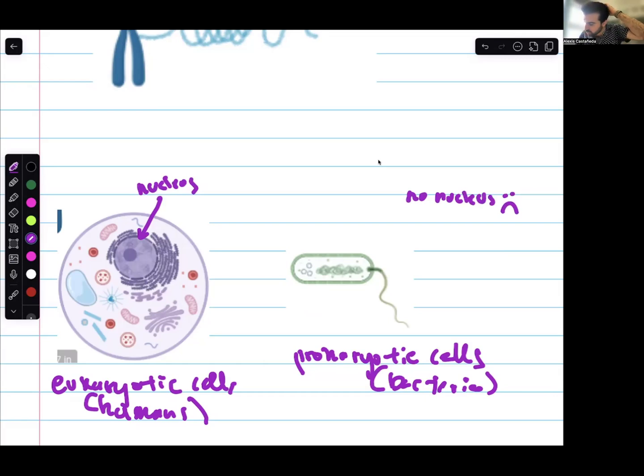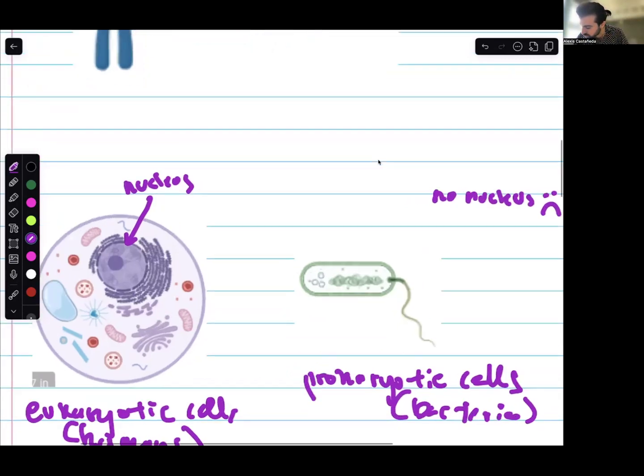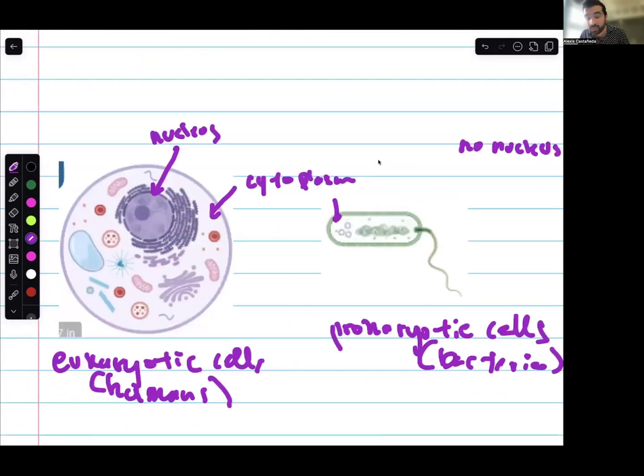So what else? We know that both of them have cytoplasm. Cytoplasm is that liquid that fills up both of the cells. And what else do we have that's in common? Both of them have ribosomes. Ribosomes, right, this is where translation happens, in the cytoplasm, specifically in the ribosome. So both of them also have ribosomes.